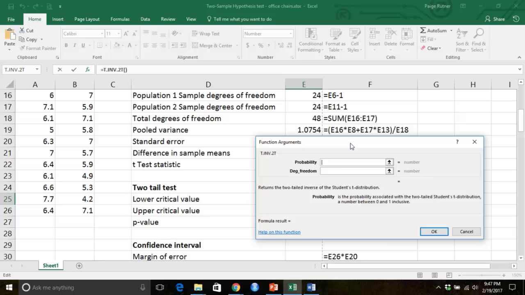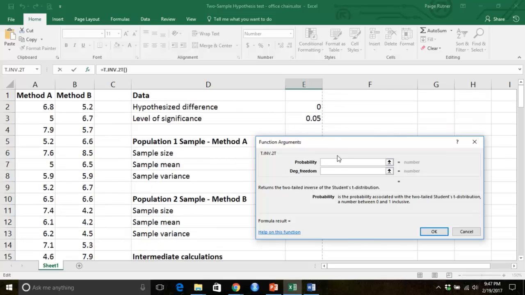So the arguments that I need to give to this function are the probability, and this needs to be the entire alpha value that I want to use. So the probability that I'm going to use, and then the degrees of freedom for the distribution. So my probability, that's the alpha value that I had entered up above for my level of significance, so I can just plug that in.